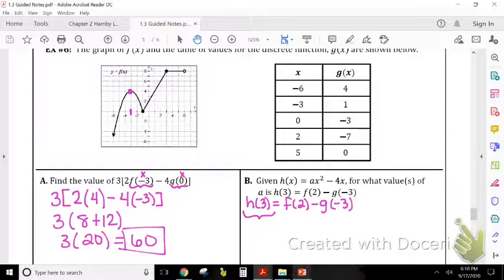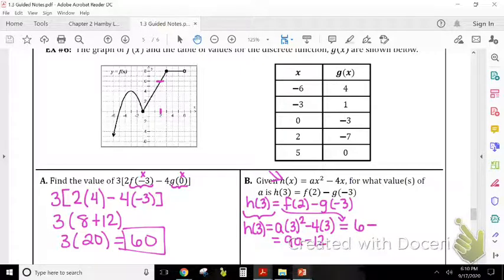All right, first I'm going to work on this side. We know h of 3, we can use the equation they gave us up here. So h of 3 is equal to a times 3 squared minus 4 times 3, which is 9a minus 12. And then we know that this is equal to f of 2, so I'm going to go back to my graph and find f of 2. On my f graph, when x is 2, what is its y value? 6.